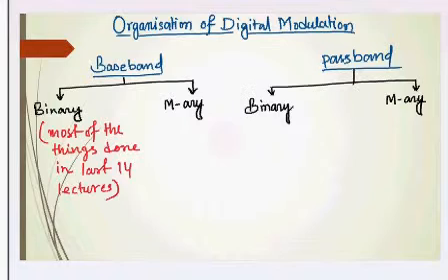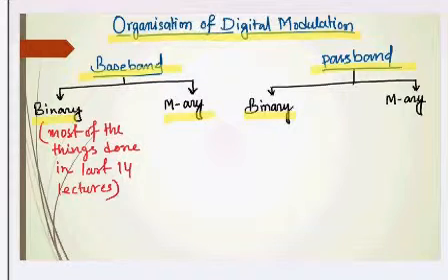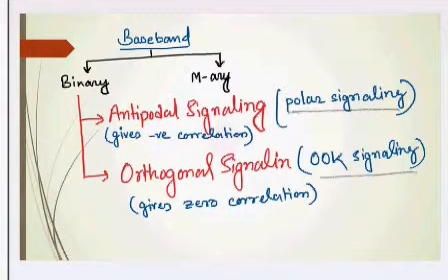Lecture number 15, Organization of Digital Modulation. We have basically baseband modulation and passband modulation. In both cases we have binary modulation and M-ary modulation. Most of the cases of baseband binary modulation were discussed in the last 14 lectures, and now we will see this classification very briefly again in some other senses.